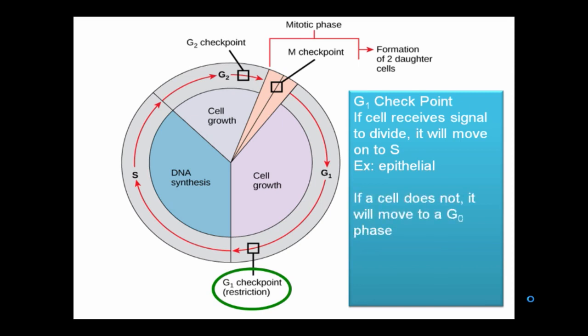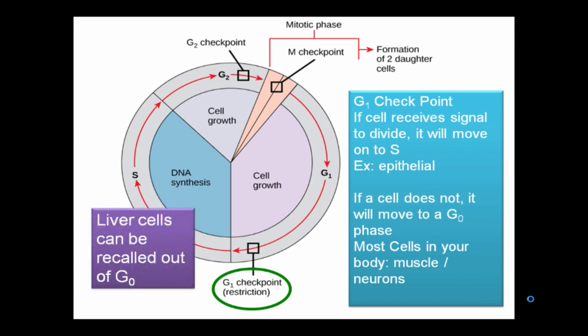However, if a cell receives a halt signal, it will move to a G0 phase. Most of your cells are in a G0 phase. Most of the cells of your kidney, your organs, your heart, your muscles, your bone are not actively dividing. So they are in a metabolic stasis where they're doing their job, but they are not growing in size. And muscle cells and neurons will never be able to come out of G0 phase once they are fully developed, and your liver cells can be recalled back out of G0 if needed.